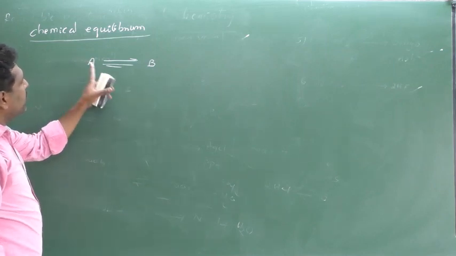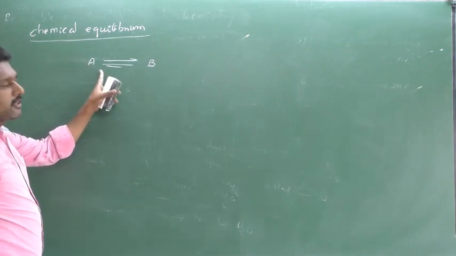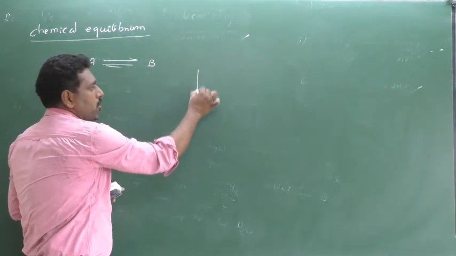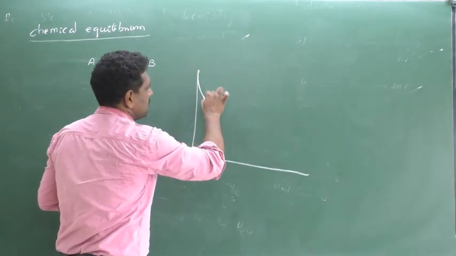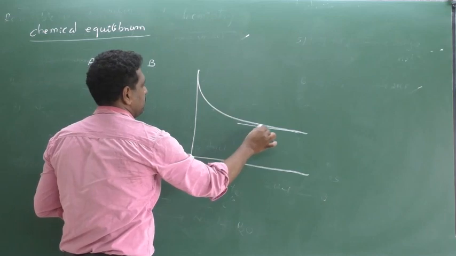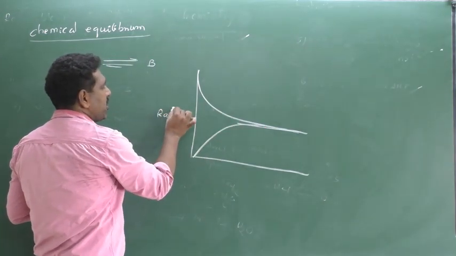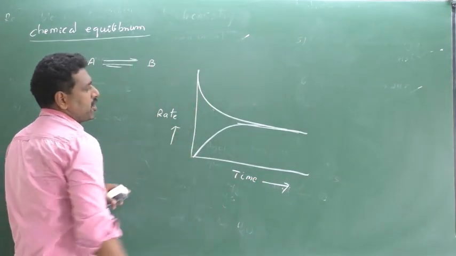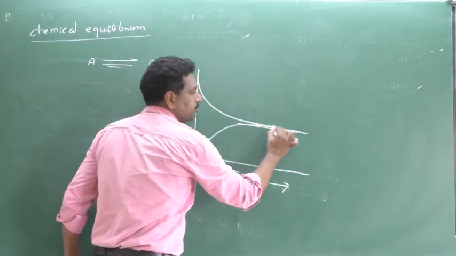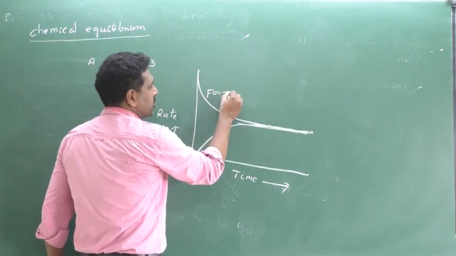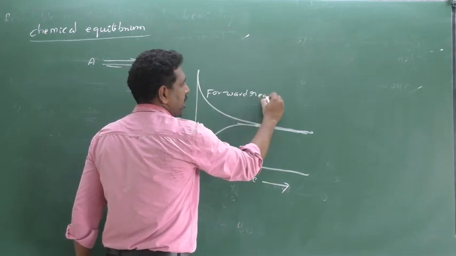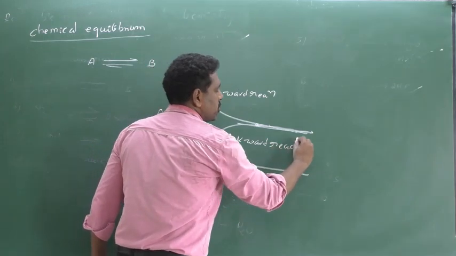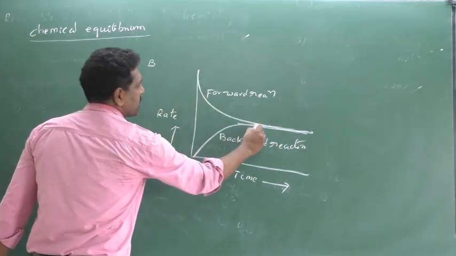In case of a reversible reaction, two reactions are there. One reaction is the forward reaction, the other is the backward reaction. I will explain this like this. On one axis is the time taken for the reaction, and on the other axis the rate or speed of reaction. Here this is the forward reaction and it is the backward reaction.